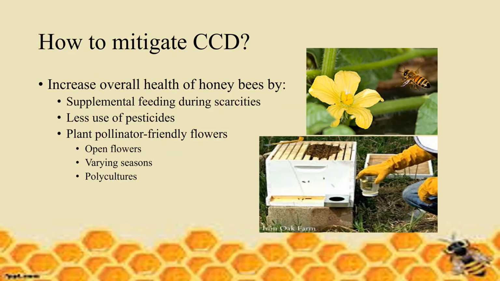And another way that anyone can help mitigate CCD is by planting pollinator-friendly flowers. And pollinator-friendly flowers consist of open flowers that are easy for honeybees to access. It also consists of flowers that bloom in varying seasons, such as winter or spring. And these would pretty much be known as polycultures, which are areas that provide a diverse option of protein for bees to have.